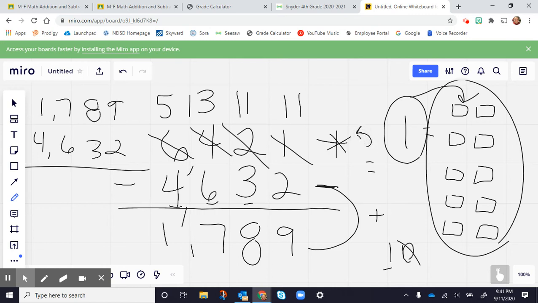Okay? So 9 and 2, 9, 10, 11. 8, 9, 10, 11, 12, regroup. 7 and 7 is 14. 4, 5, 6. So see how I have 6,421, 6,421. So those match. So I know I did it correct. All right.